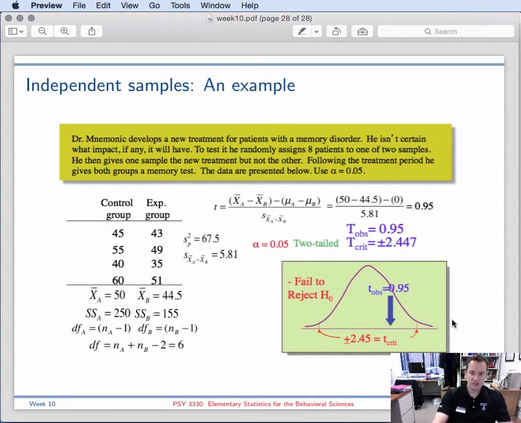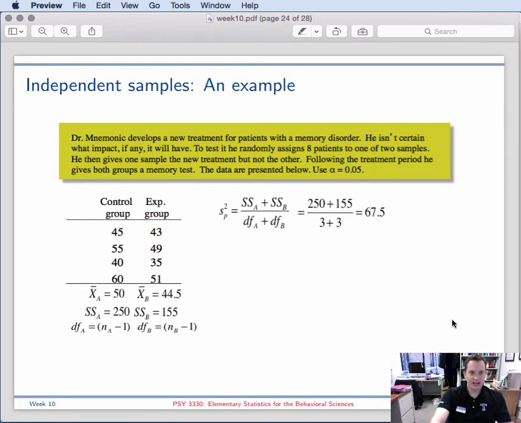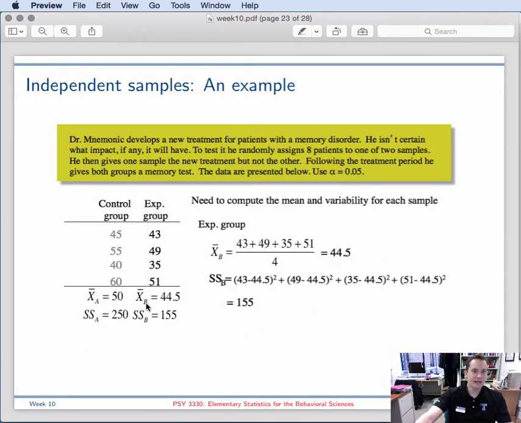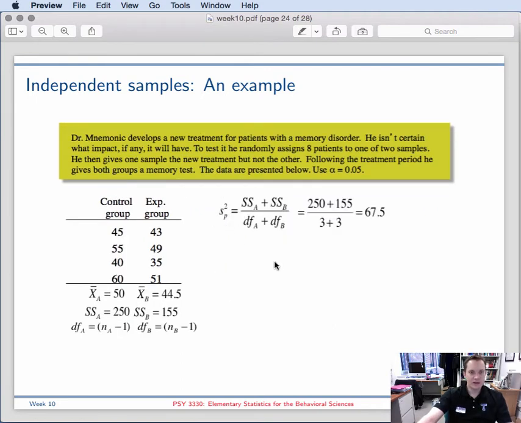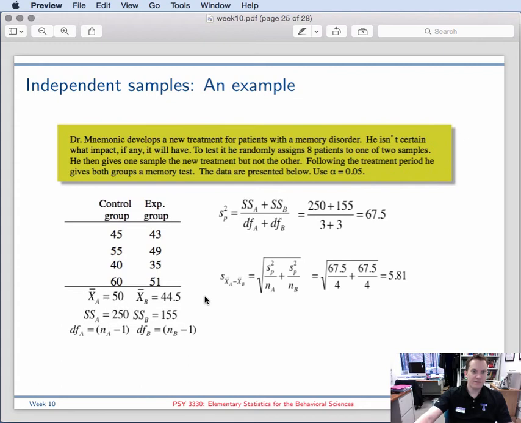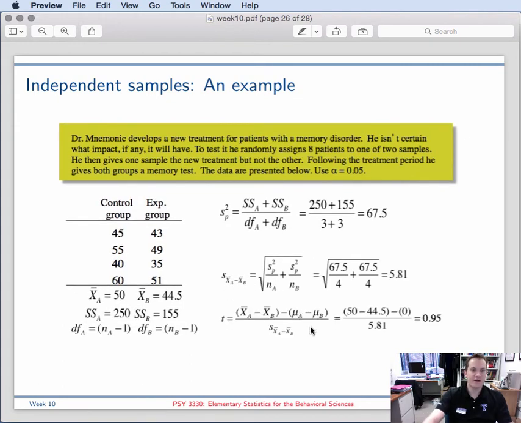Okay? So just to recap, let me go back through here. First thing we do is find the means and the sum of squares if they're not already given to us. Then we find the pooled variance using this formula. Then we find the standard error using that pooled variance that we just found. And then finally, we can find our t-statistic. All right. So that's the only part that's new.